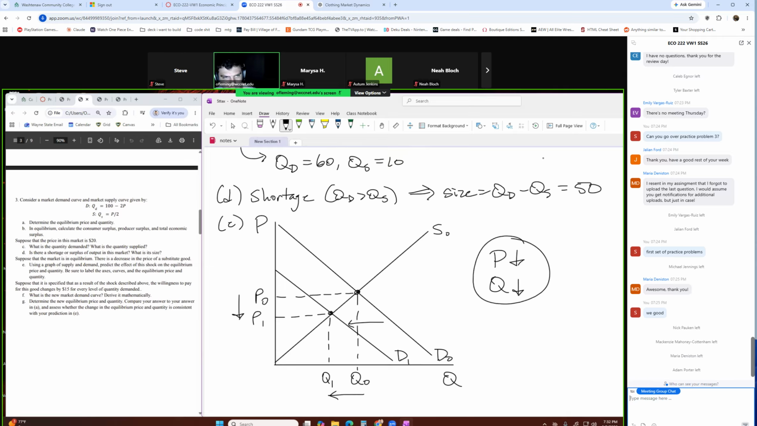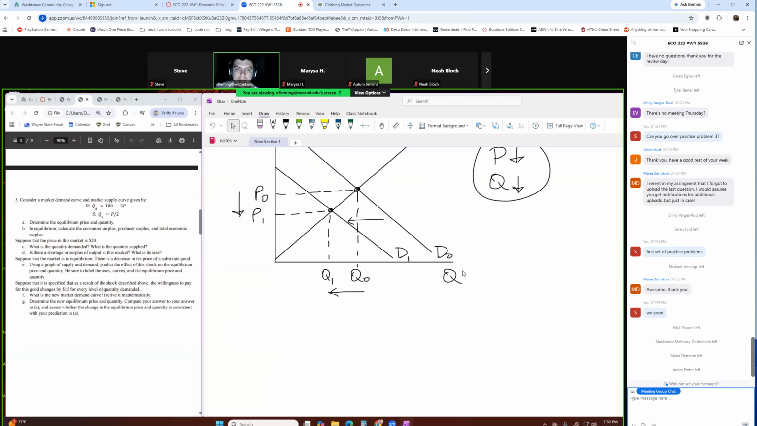Okay. All right, now this is important. Okay, F is super important. This is by far on the exam the one that people miss the most. So those of you, the 12 of you that stayed, are in great shape because this is by far the one that people miss the most. Suppose that it is specified that as a result of the shock described above, that shifted demand to the left, the willingness to pay for this good changes by $15 for every level of quantity demanded.